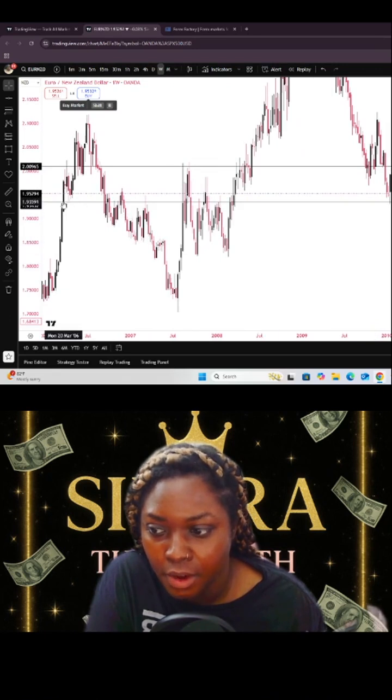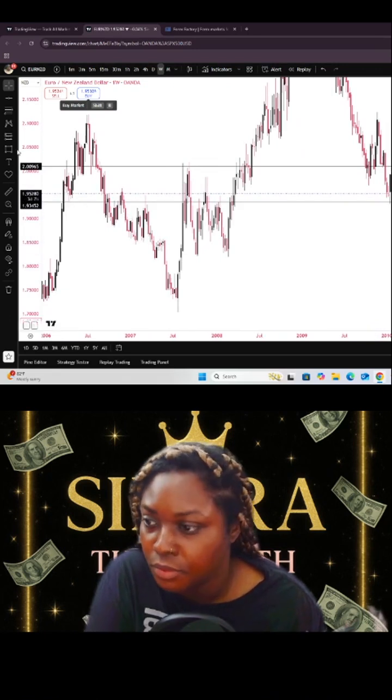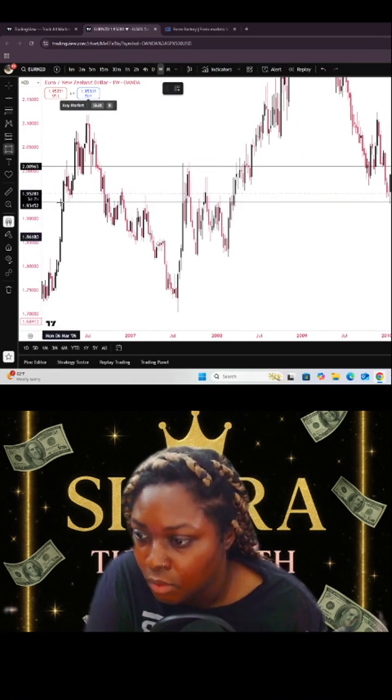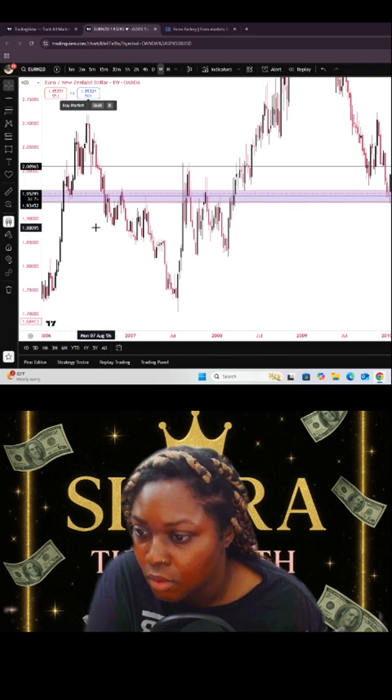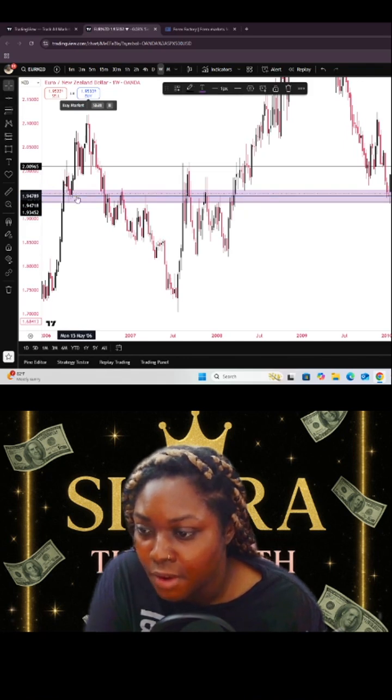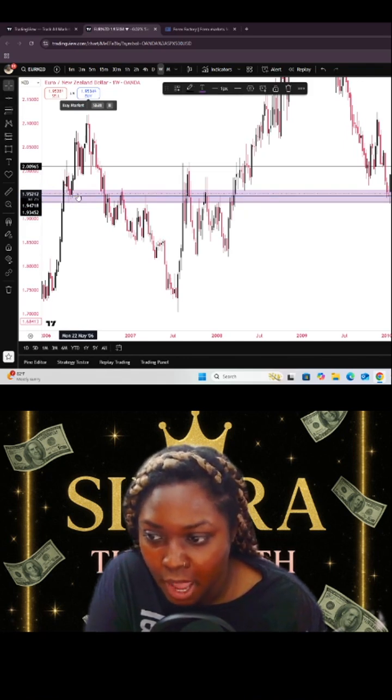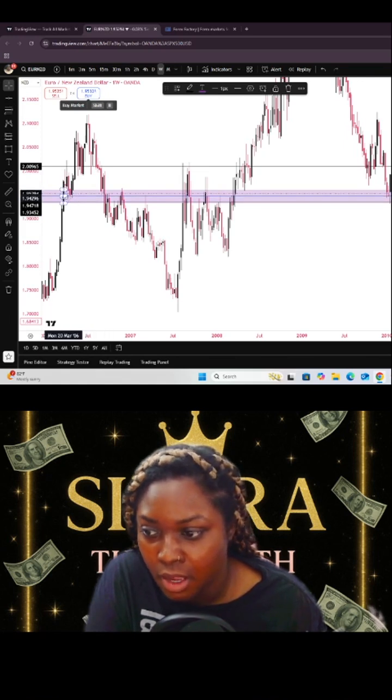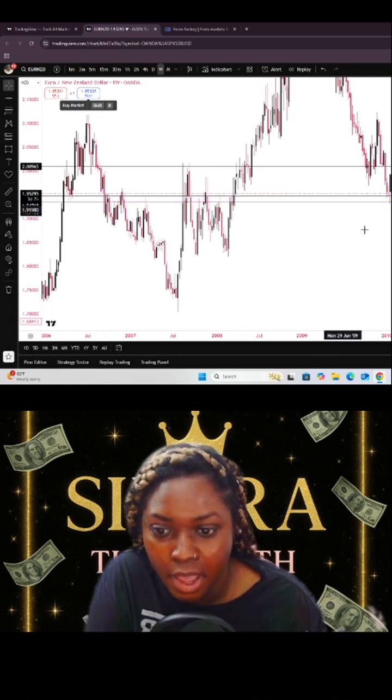All right, I found a fair value gap here. I found a fair value gap, but I can see this dotted line right here. And I know that price is above that.